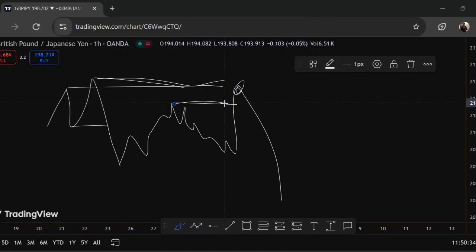And now we will head on to the third module, which is advanced market structure.